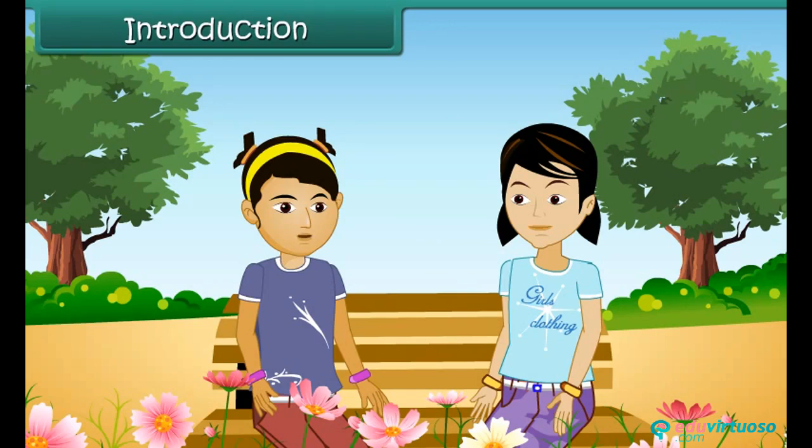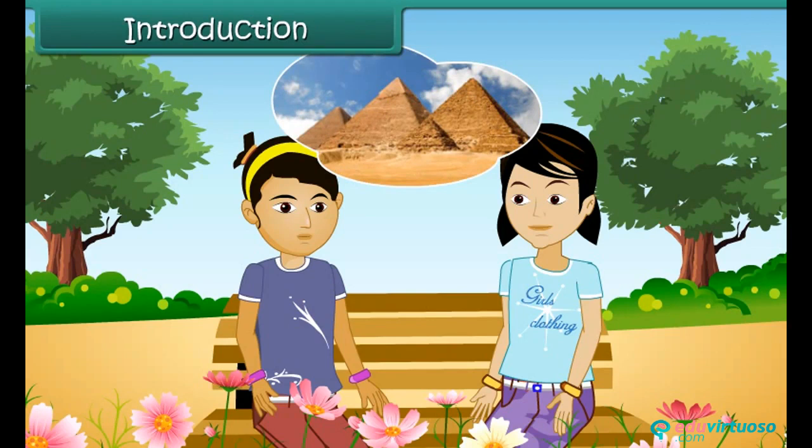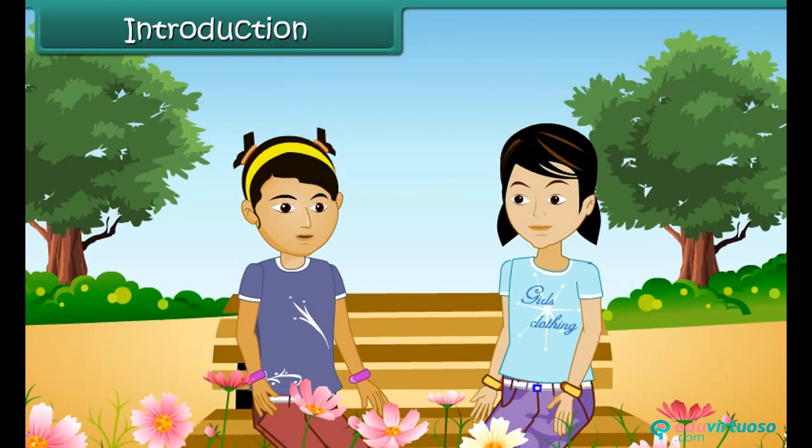Tell me all about the pyramids of Egypt, Saba. Maisha, the pyramids are huge structures. They were built in 2500 BC. I have a photograph here for you. Wow, they are simply beautiful. It shows that Egyptians, way back in 2500 BC, were great architects and builders.